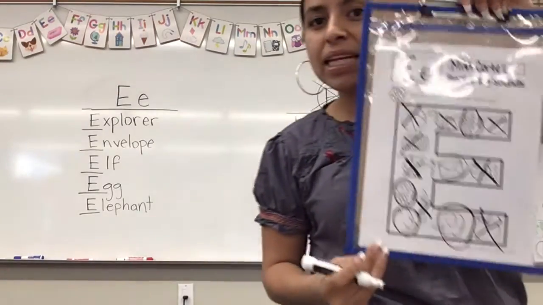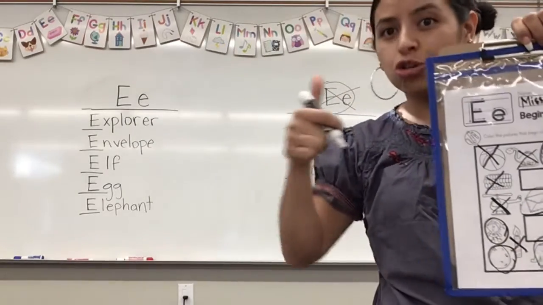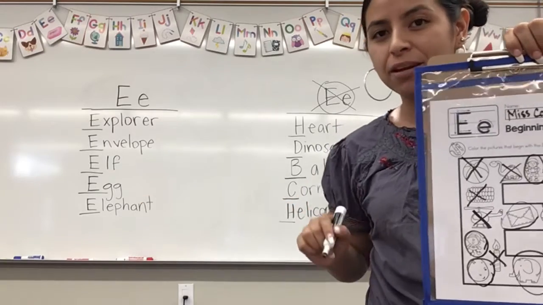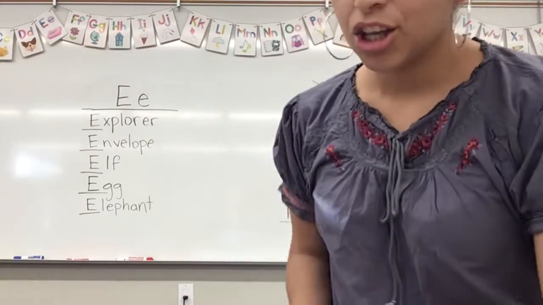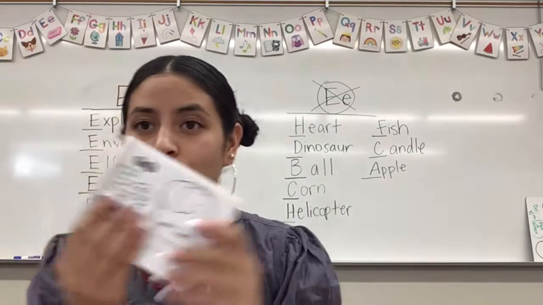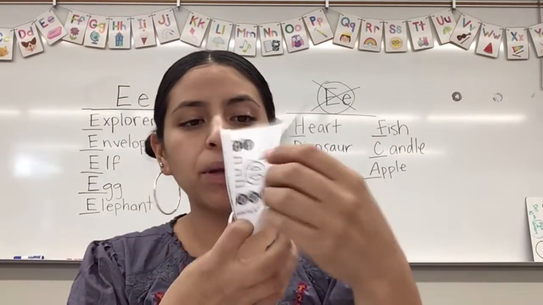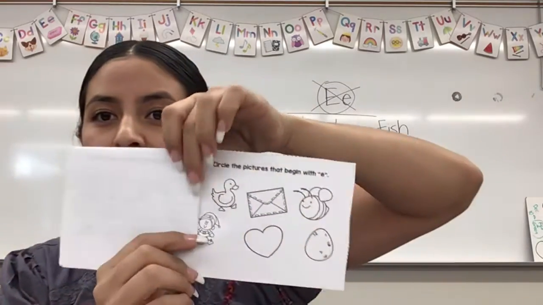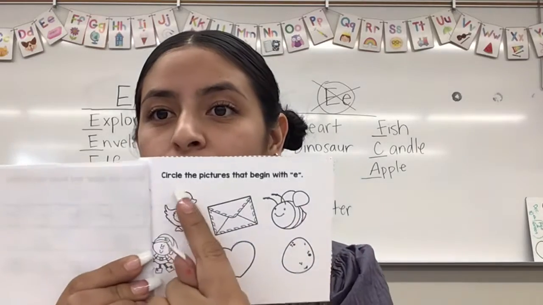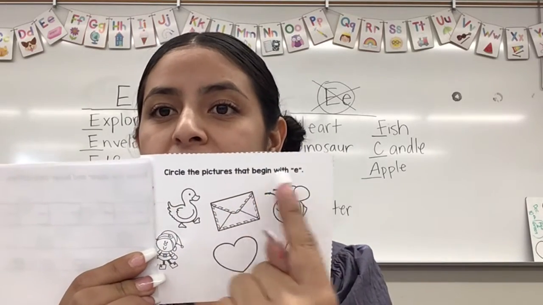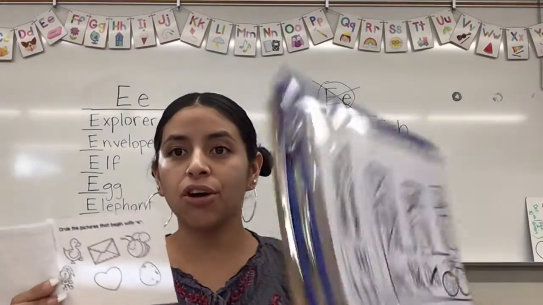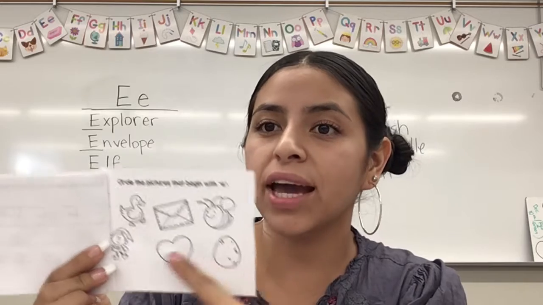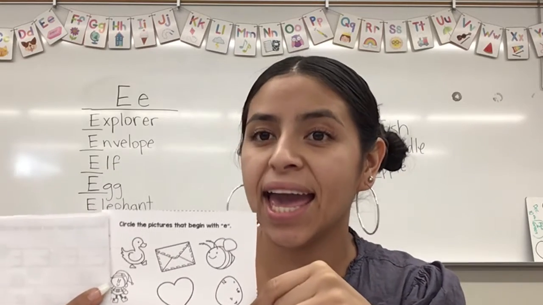All right, TK. So once you've completed this and you colored your pictures that do begin with the E sound, so you're coloring the explorer, envelope, elf, egg, and elephant. Once you've completed that, you're going to go ahead and take out your mini book, and we're going to flip open all the way to our last page. On this page, we're going to read the directions. We are going to circle the pictures that begin with E. So just like we did on our worksheet right now, I want you to circle all of the pictures that you find that begin with the sound.